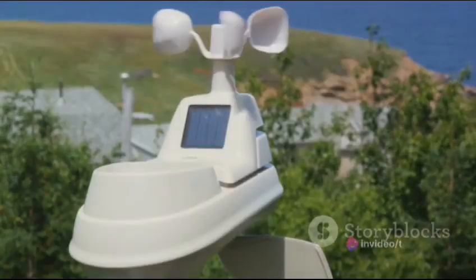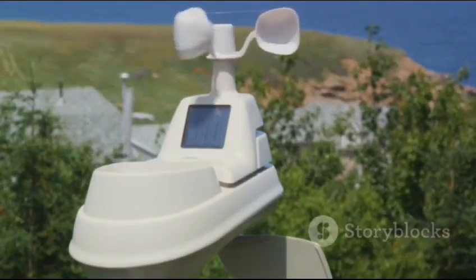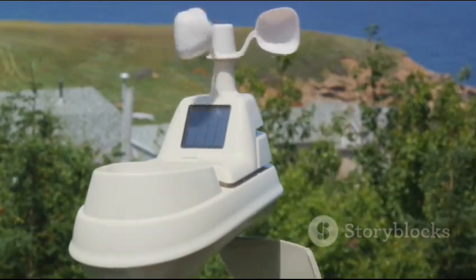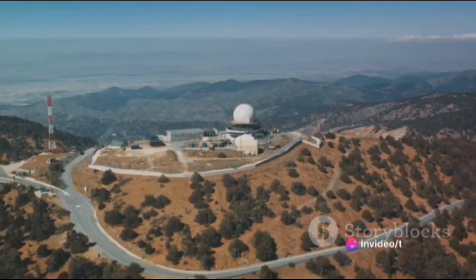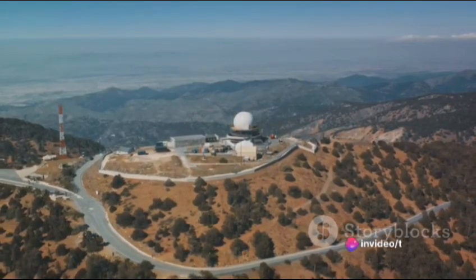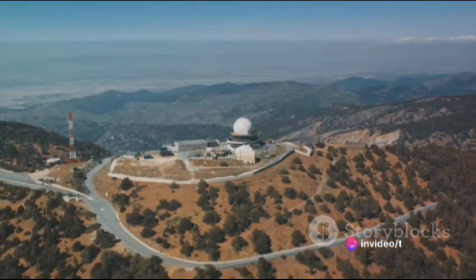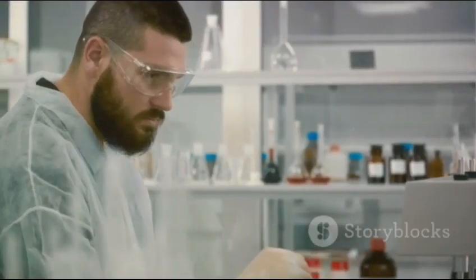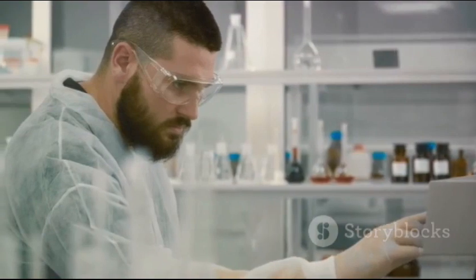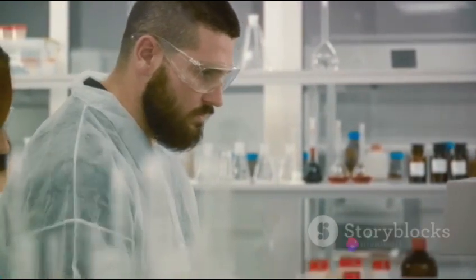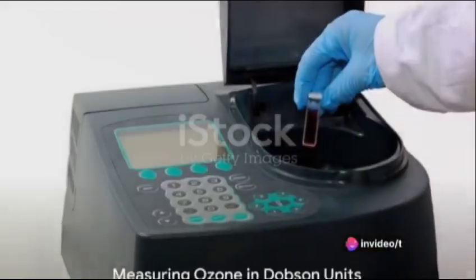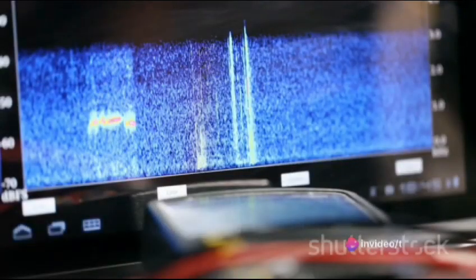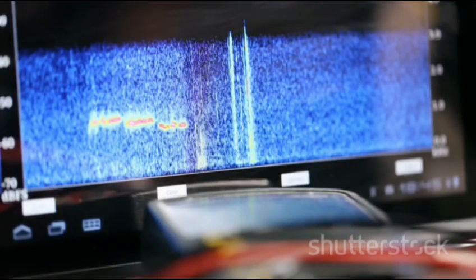By tracking the number of Dobson Units in different parts of the world and at different times, scientists can monitor changes in ozone concentration, particularly in the stratosphere. This allows them to study patterns of ozone depletion and recovery, and to make predictions about future trends. So the Dobson Unit gives us a way to visualize and quantify the amount of ozone in our atmosphere. But how do we measure Dobson Units? Measuring ozone in Dobson Units is not as complex as it may seem. So, let's dive in and understand how it's done.